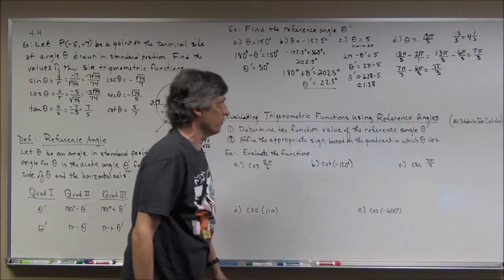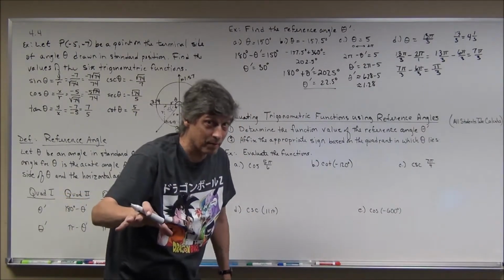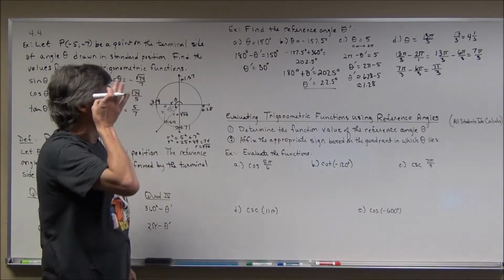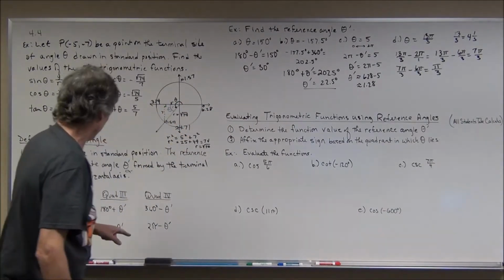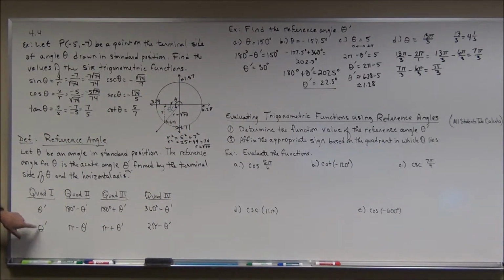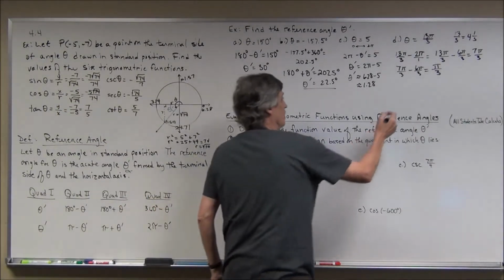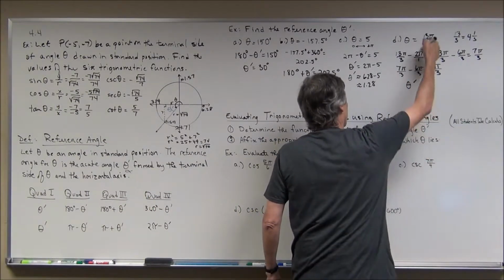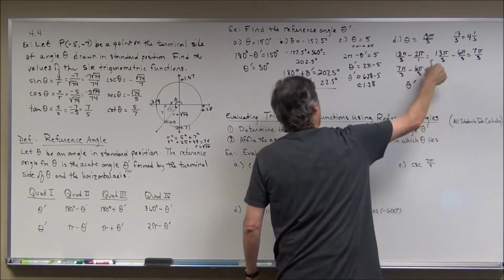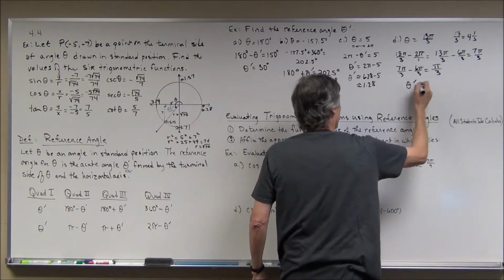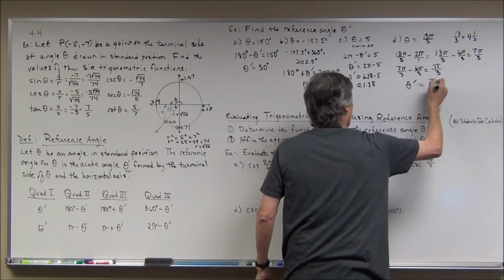In fact, I know pi over 3, because I took the time to memorize that table like I told you guys to, is 60 degrees. This is a first quadrant angle. Well, in the first quadrant, my reference angle is that angle. So for my reference angle here for 13 pi over 3, it's the same as the reference angle for 7 pi over 3. It's the same as the reference angle for pi over 3. It is pi over 3.